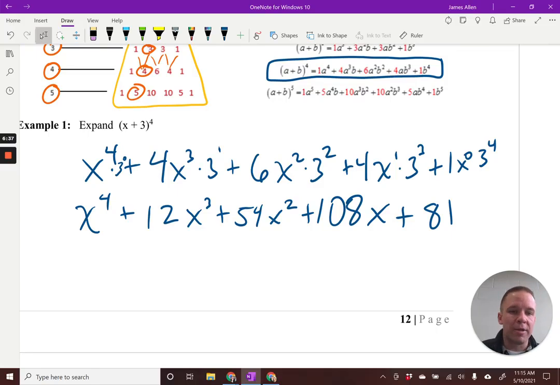That's a lot better than multiplying 2 binomials, then multiplying that binomial into the trinomial, then multiplying that binomial. Oh my. Terrible. All right, let's try a couple more.